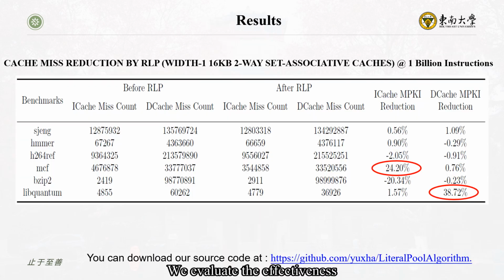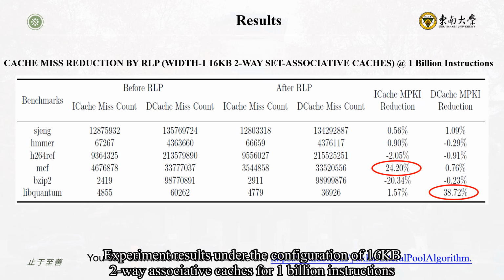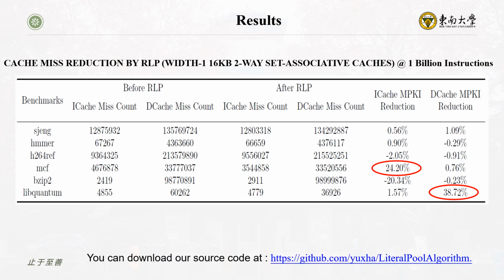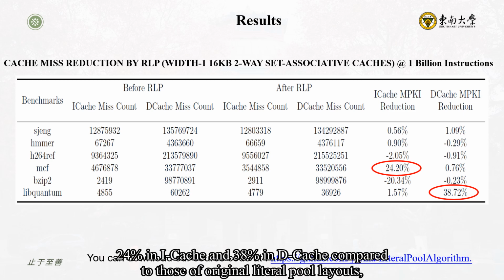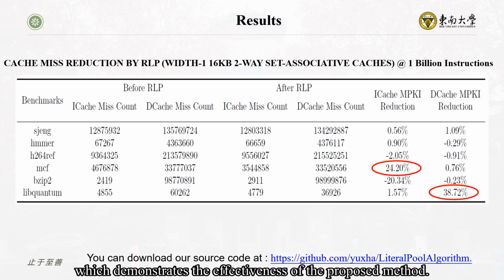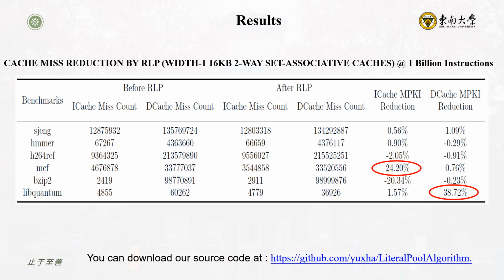We evaluate the effectiveness of RLP with SPEC 2006 benchmarks. Experiment results under the configuration of a 16 kilobyte two-way associative cache for 1 billion instructions show that RLP reduces cache misses by up to 24% in the iCache and 38% in the dCache compared to those of the original literal pool layout, which demonstrates the effectiveness of the proposed method.